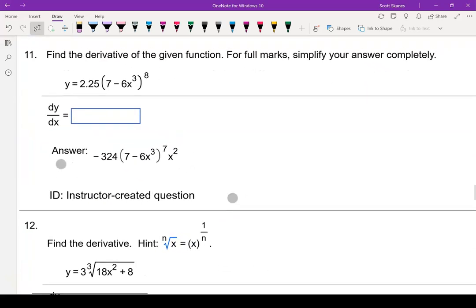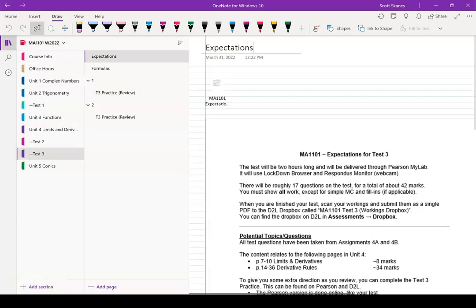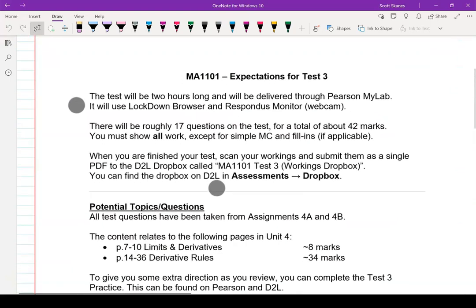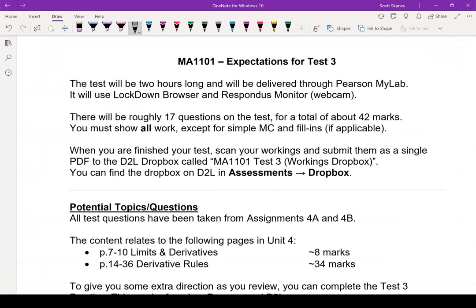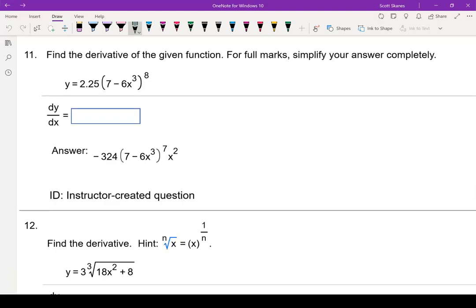11. Find the derivative of the given function. Oh, before I go any further, I should mention there is an expectations document that I emailed you, and there's 17 questions on the test. So it's actually a shorter test, but it's because some of the questions are longer than we're used to. One second, I gotta plug this in here.